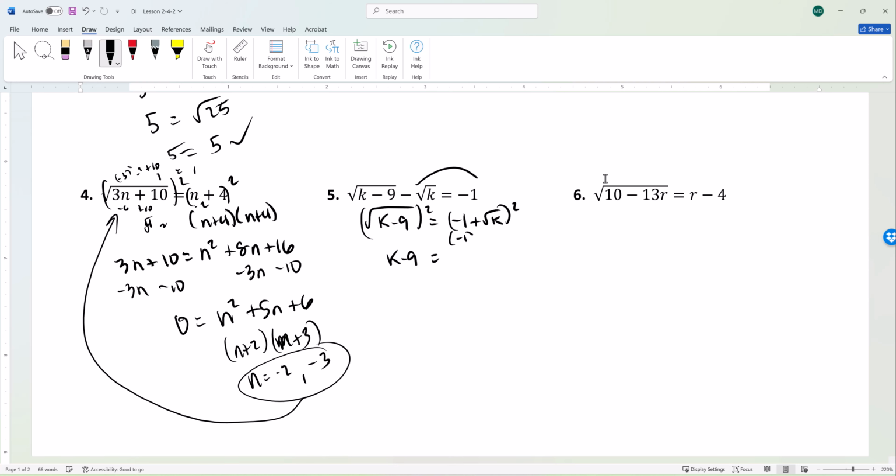But this, remember, because it's squared, means we have 2 of them. So multiplying that out, -1 times -1 is 1. -1 times root k is minus root k. -1 times root k is negative root k. And then root k times root k is plus root k squared, but now the square root and the square cancel out. So that equals 1 minus 2 root k plus k. And that equals k minus 9.